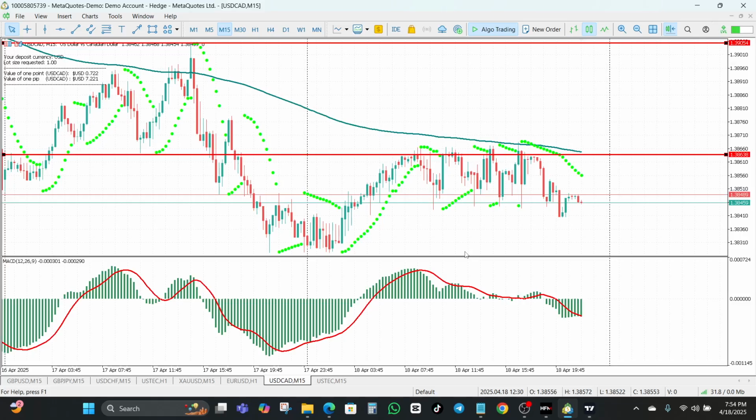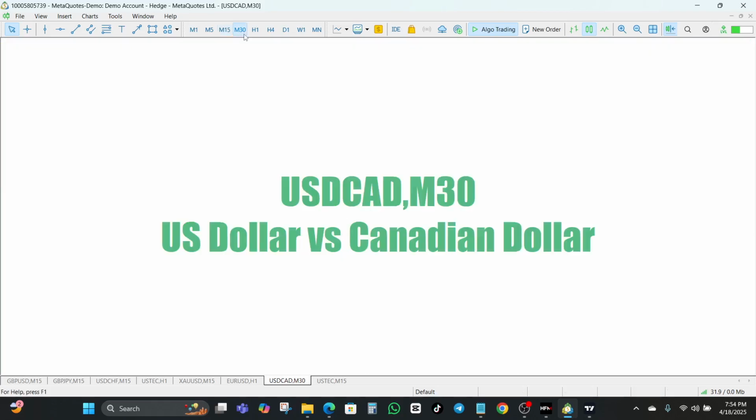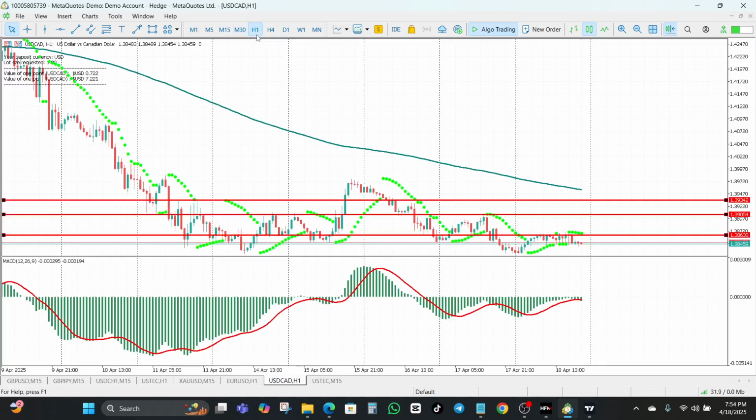Now, this strategy works well on the 15 minutes, the 30 minutes, and the 1 hour charts. The higher the time frame, the more reliable the signal, but the fewer the opportunities. So test it on your preferred pair and session for the best results.